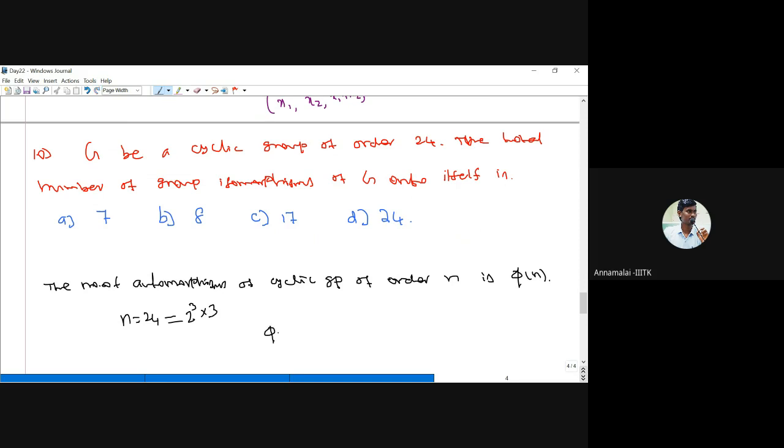Therefore what is phi of 24? By the formula, 24 times, the prime numbers are 2 and 3, therefore (1 minus 1 by 2)(1 minus 1 by 3). Now if we simplify this, 24 into 1 minus 1 by 2 is 1 by 2, 1 minus 1 by 3 is 2 by 3. Now we can cancel the 3, and then 2 into 4, we get 8. So there are 8 isomorphisms we can define from G to G. So the answer is 8.